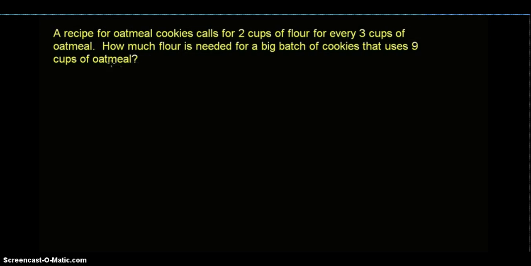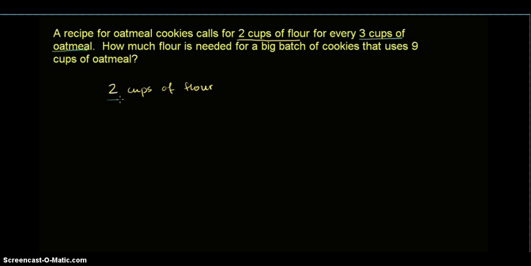3 cups of oatmeal. How much flour is needed for a big batch of cookies that uses 9 cups of oatmeal? So let's think about what they're saying. They're saying 2 cups of flour for every 3 cups of oatmeal.